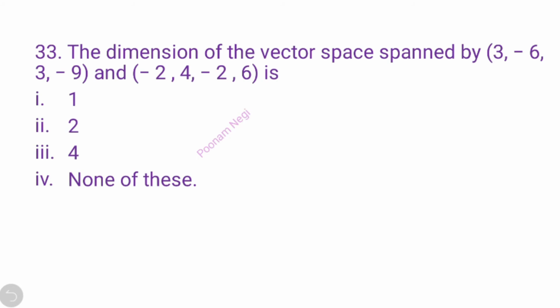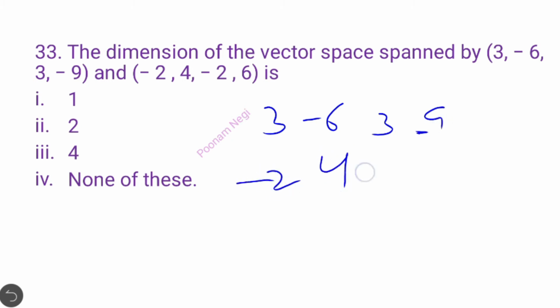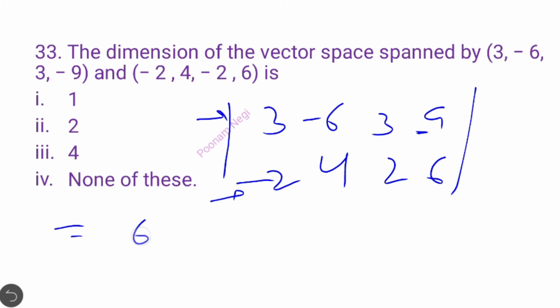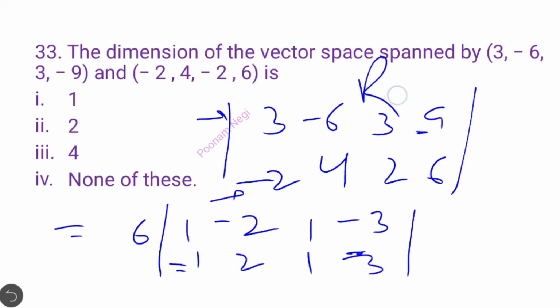Next question is similar to the previous one. We have 3, -6, 3, -9, 2, -2, 4, -2 and 6. Let's take 3 common from this row and 2 common from this row. We have 6 here, and this will be 1, -2, 1, -3 and -1, 2 and 1 and 3 here. Now perform R2 minus R1, R2 plus R1.